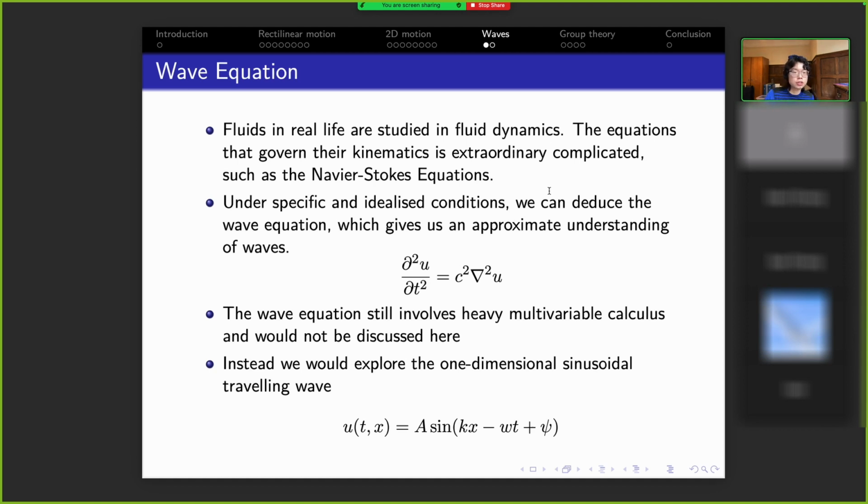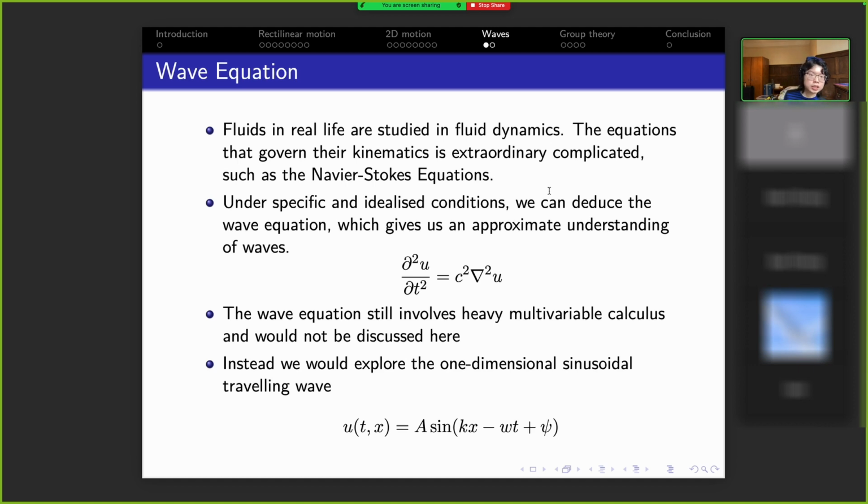There's a thing called the Navier-Stokes equation, and that describes fluid motion in any possible way. So if you have a fluid, you can pretty much study it using the Navier-Stokes equations. They describe any possible phenomenon you can think of. But they're very complicated, and so in specific and idealized conditions, we just want to understand waves.